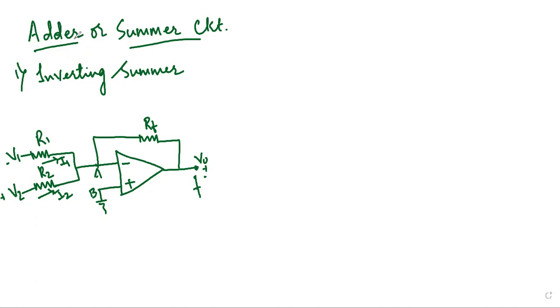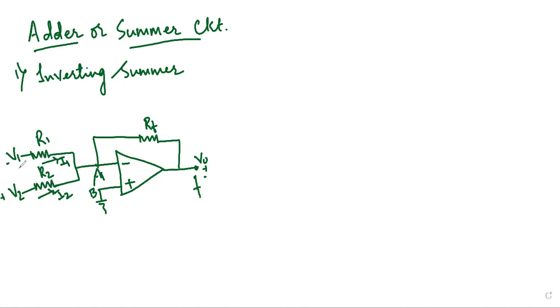In this summer circuit, we have two types. One is inverting summer and the other one is non-inverting summer. Inverting summer means we are applying the input to the inverting terminal, and in case of non-inverting summer, we are applying the input to the non-inverting terminal. Here we can see the negative sign indicates that it is an inverting terminal, and the inputs are applied to the inverting terminal.